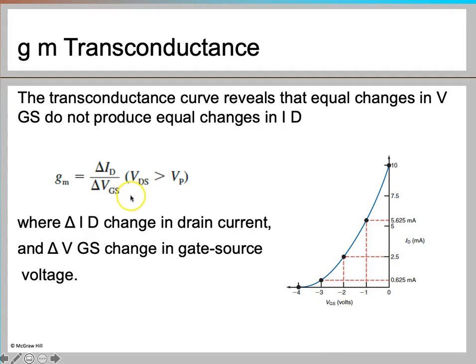On the left-hand side, you see this formula which represents the transconductance, and transconductance is basically the rate of change of drain current divided by the rate of change of VGS, which is the gate to source voltage. This formula has been derived from this curve, and you will be using it when you analyze the different JFET amplifier configurations. So let's move on to the next slide.